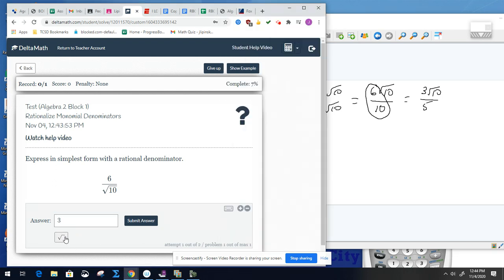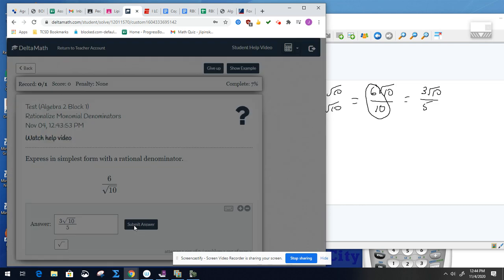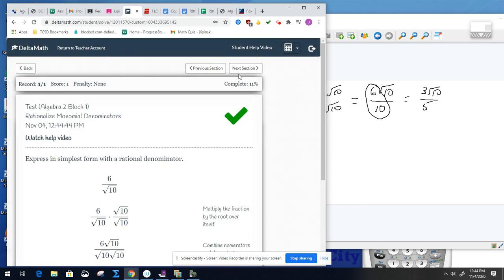So when I write this out, it's 3 square root 10, all divided by 5. And there's nothing else that can be simplified there.